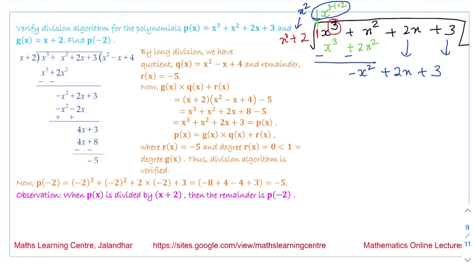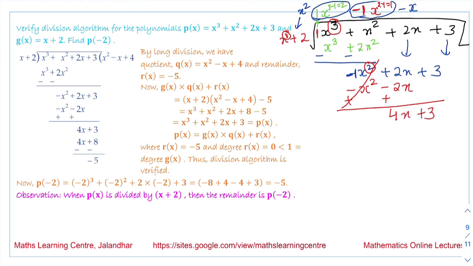Now in the next step we are having minus 1 over here, and x raised to the power, over here the power is 2, over here the power is 1. So it is 2 minus 1, which is 1. So this whole term is basically minus of x. So you have to multiply it with minus x, and when you multiply this term with minus x, you will get minus x square minus 2x. So this is plus, this is plus, this is 4x plus 3.